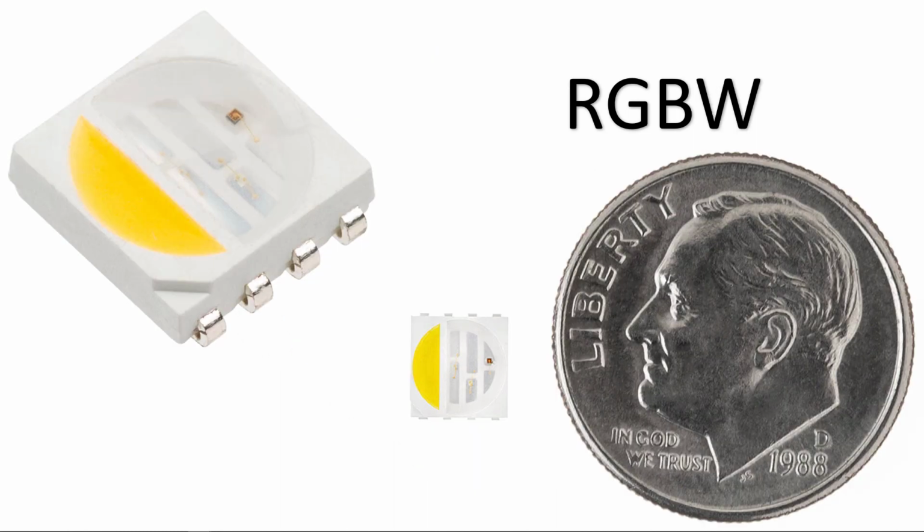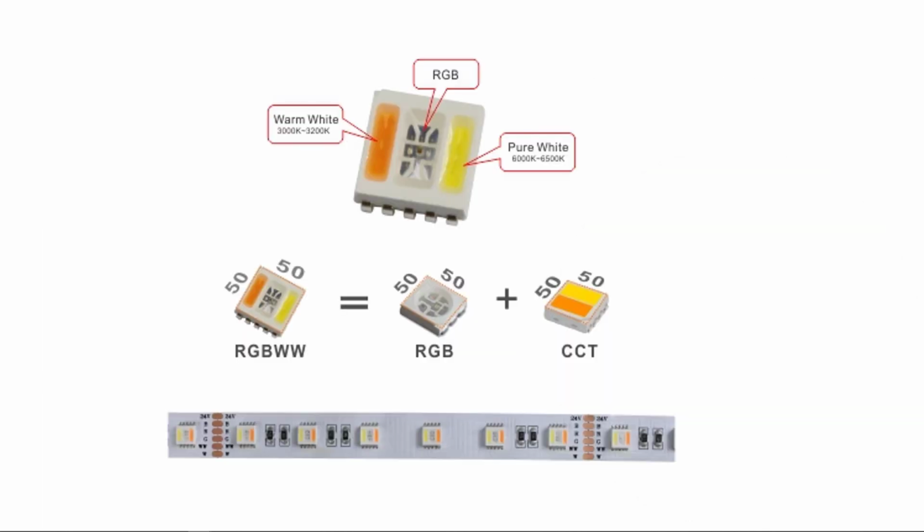So RGB. There's also RGBW. That's red, green, blue, and white. So you see that yellow portion of the surface mount device, and notice there are more pins on this. That is a warm white LED, and then it's also got a red, a green, and a blue. So red, green, blue, and warm white. And the dime there gives you an idea of the size.